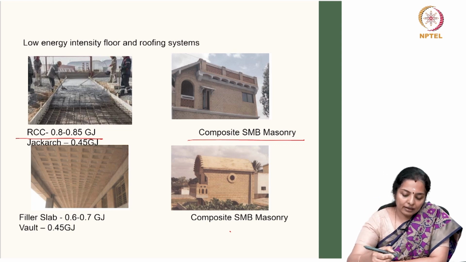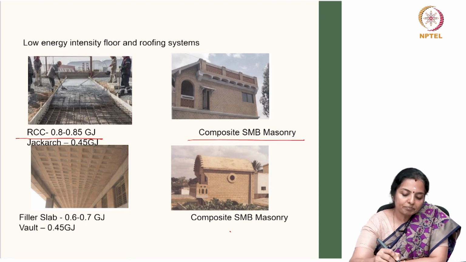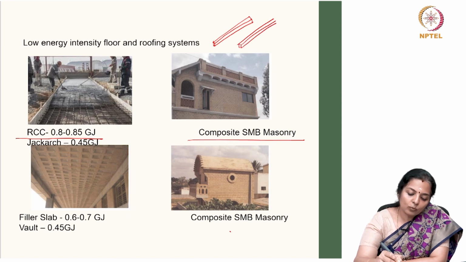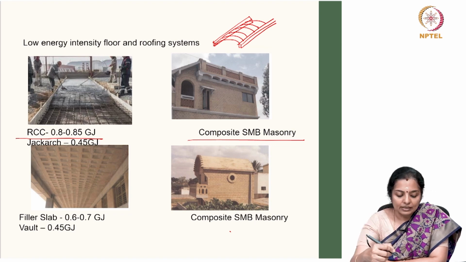Now, if you look at the composite stabilized masonry jack arch roof, this is comprised of concrete channels like these, in which arches are used with composite. These are filled with composite stabilized mud blocks, as you can see here.